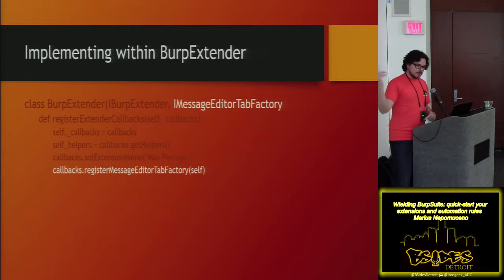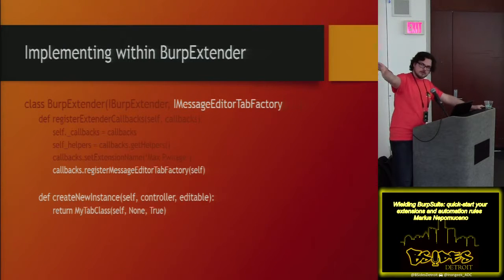Since I am implementing iMessageEditorTabFactory, I have to register it within my extension. So I do callbacks.register and I just pass it self. There are two interfaces that you require for creating a custom tab. One is the iMessageEditorTabFactory. One is the iMessageEditorTab. That's just how the API does it. So you need a factory at the top level, and the factory actually creates the tab. You'll see how it works.